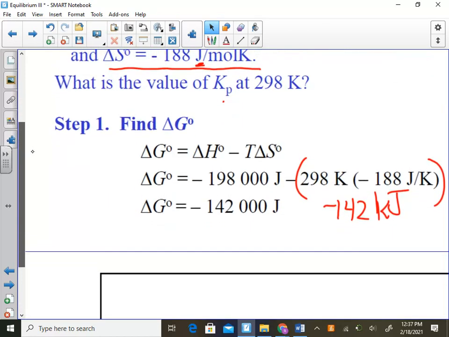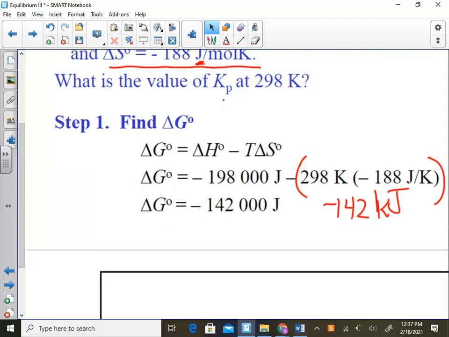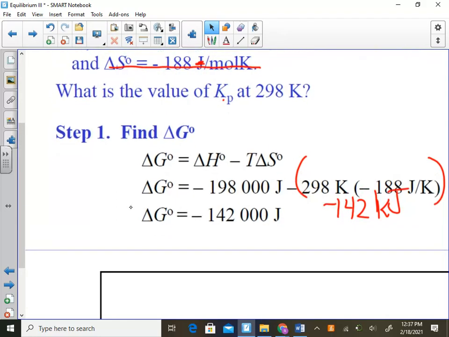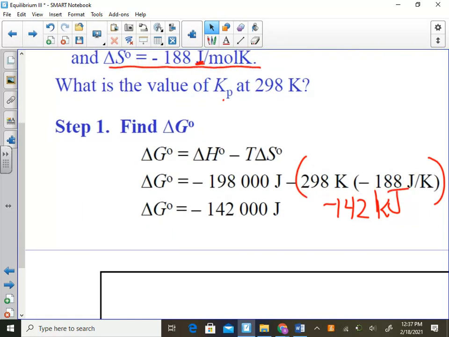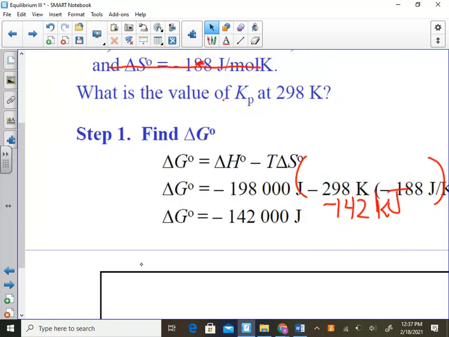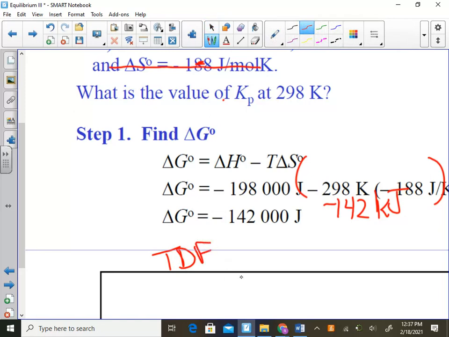How could we get K from this? So this tells us, first of all, that we have a lot of products. A negative delta G means it's a very exergonic reaction. It's thermodynamically favored, and we produce mostly products. And so our K is going to be a really big number.